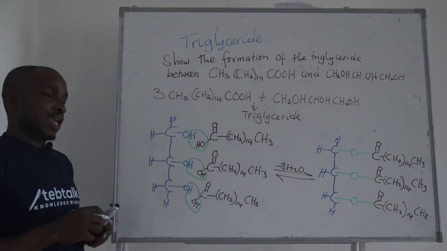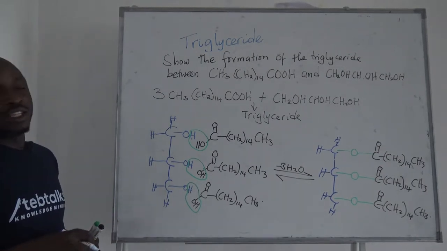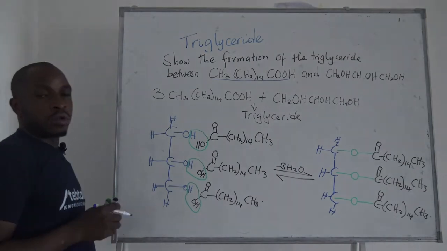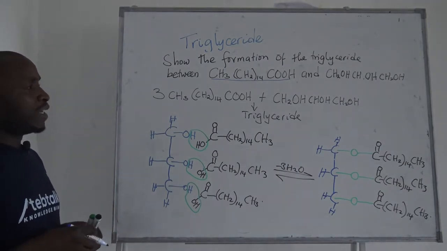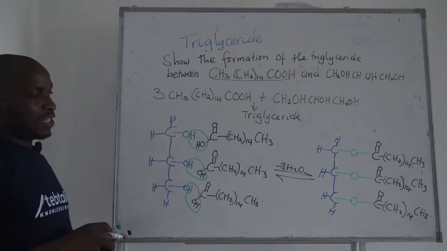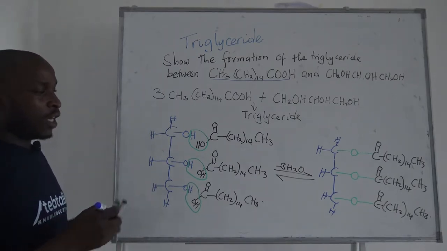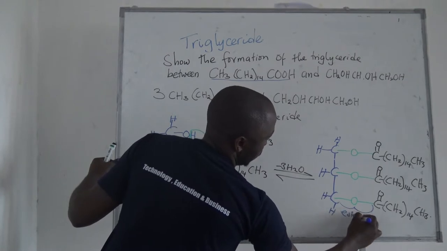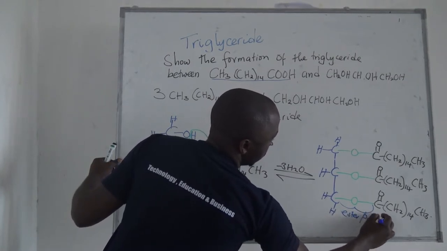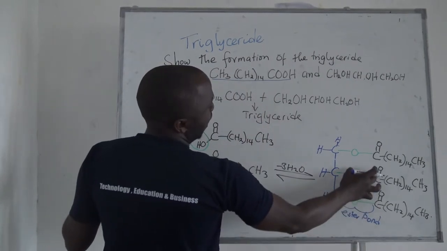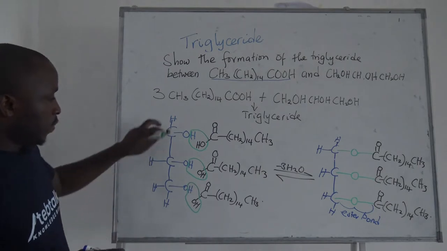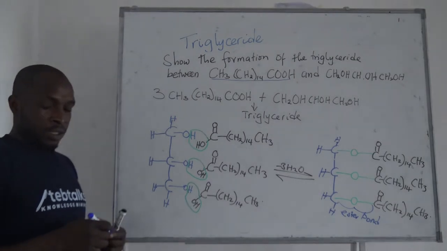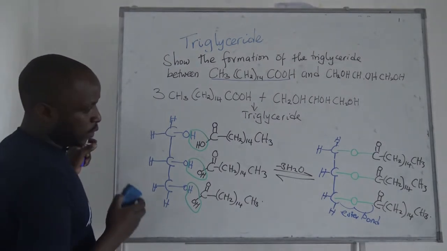So how shall we name the triglyceride? It will depend on the name of the fatty acid, and we have several fatty acids. So that's how lipids are formed. This region we are calling the ester bond, linking the alcohol, our glycerol, to fatty acids. Lipids are chemicals of life.